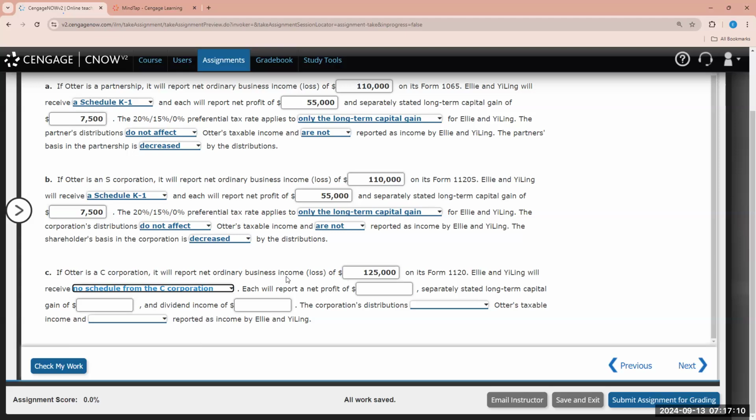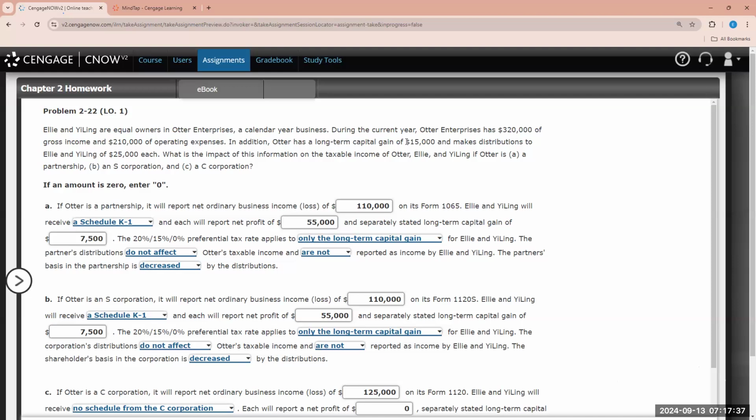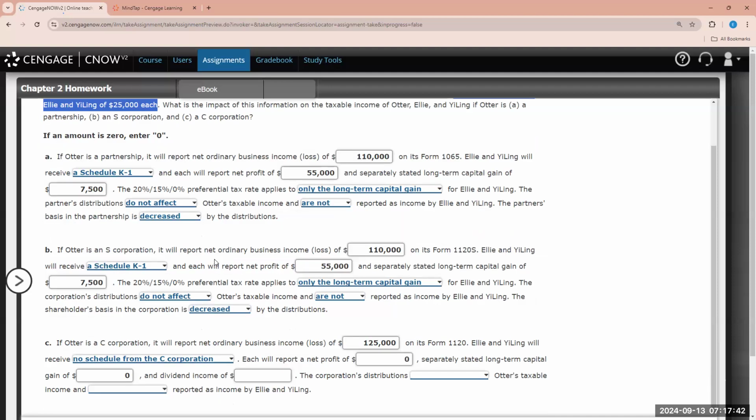Again, a corporation is a separate tax-paying entity. There are two tax-paying entities in the US. The first are individuals, the second are corporations. So each will report a net profit of 0, separately stated long-term capital gain of 0, right? And then they would receive dividend income of $25,000, because it lets us know here they make distributions of $25,000 each.